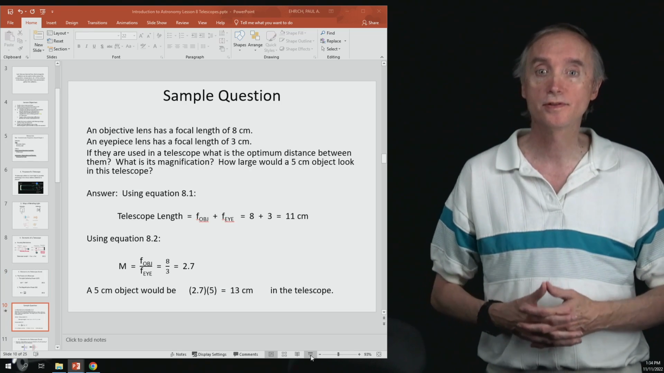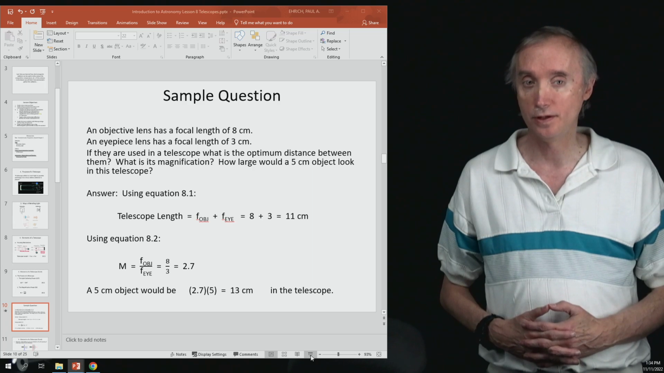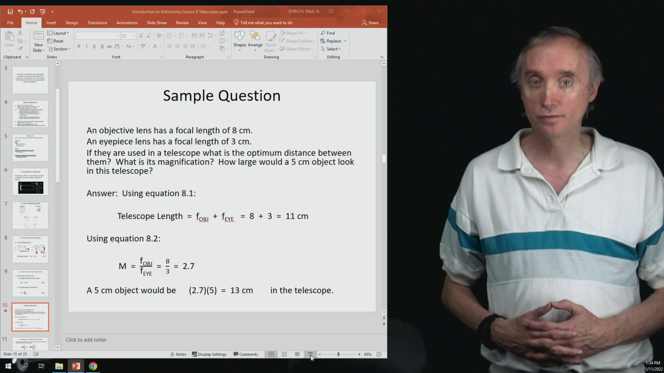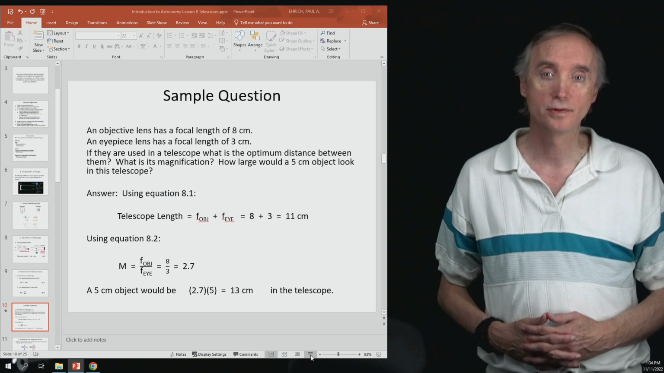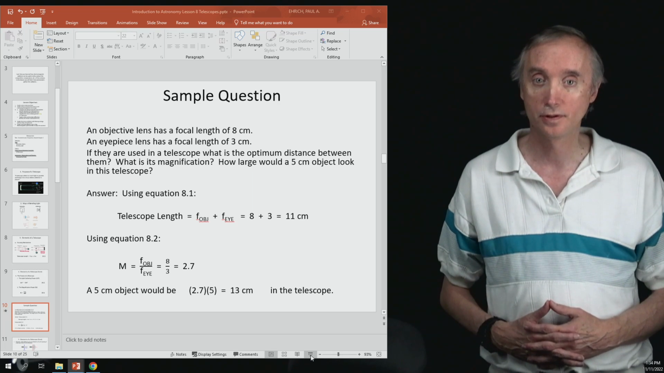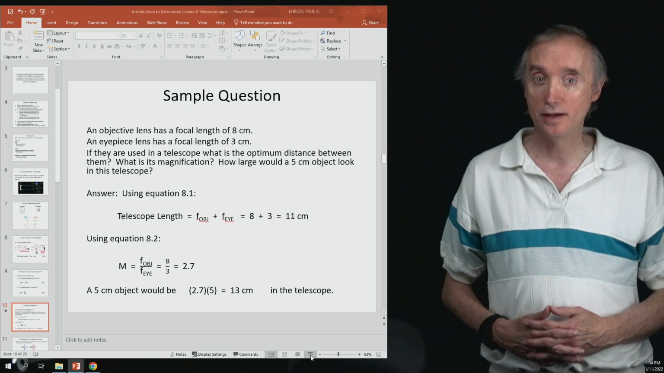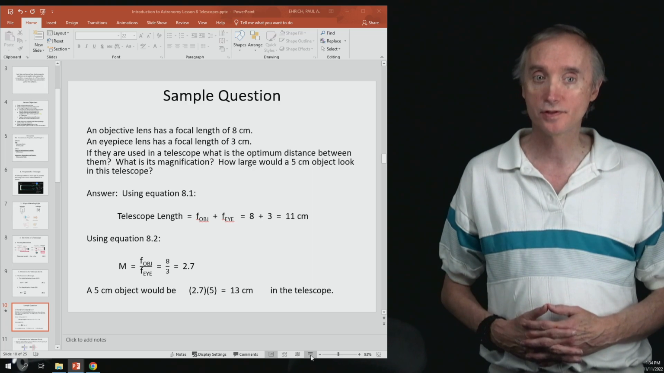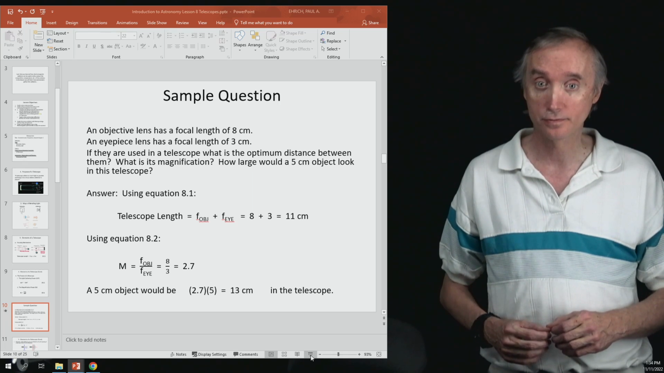So here is a sample question. An objective lens has a focal length of 8 centimeters, and the eyepiece for this telescope has a focal length of 3 centimeters. If they're used in a telescope, what is the optimum distance between the two lenses? What is the magnification of this telescope? And how large would a 5 centimeter object look when you look at it through the telescope?